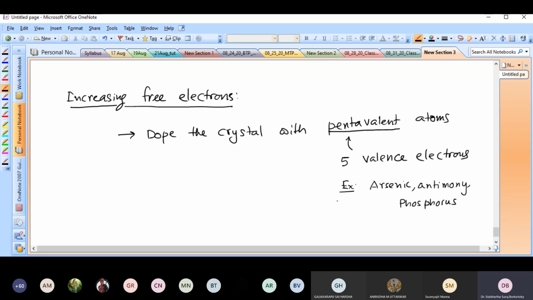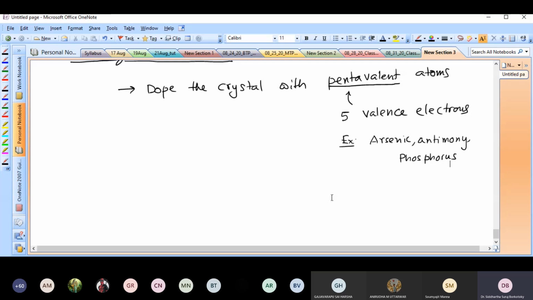Okay, so you have arsenic, antimony, and phosphorus. These are pentavalent atoms, so all of these have 5 valence electrons in the outermost orbit. Now, what happens when you add a pentavalent atom?